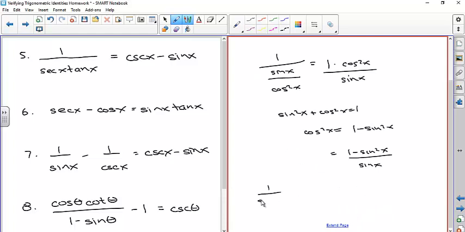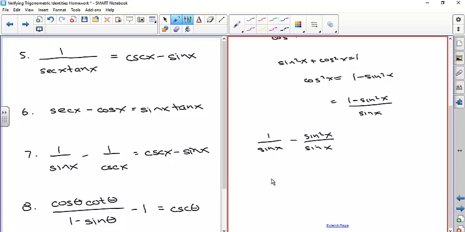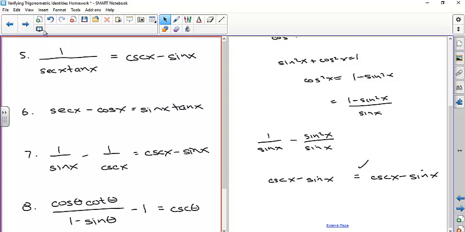But you get 1 over the sine for the first one, so we can break this up into two fractions: 1 over the sine minus the sine squared over the sine. 1 over the sine is the cosecant of x, and the sine squared divided by the sine is the sine of x. And there you go. Now that I've manipulated the left-hand side to be the right-hand side, we verified the identity.